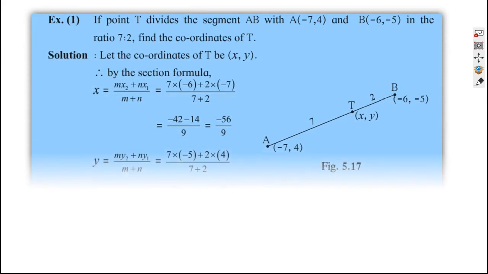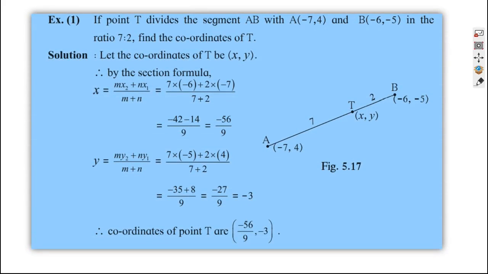Here are certain situational applications. I will explain it to you because it is an example from your textbook. If point T divides the segment AB, with A coordinates -7 and 4, B coordinates -6 and 5, in the ratio 7:2, find the coordinates of T. You are given the ratio, and you have to find the coordinates. Simply apply the formula. Very simply apply the formula. You will get the coordinates of both x and y with respect to the point T.